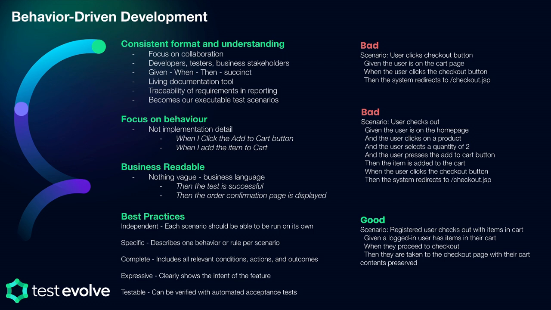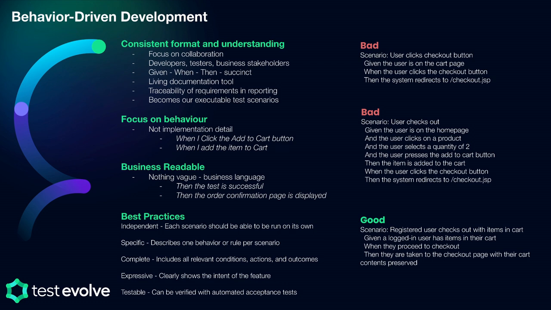So lastly, I've got a good example at the bottom. A registered user checks out with items in cart. So given a logged in user has items in their cart, when they proceed to check out, then they're taken to the checkout page with their cart contents preserved. And this is key. That's a good example of a requirement that the business would have. It's understandable by developers. It's understandable by testers. And the business would be able to see this test passing as meaning that requirement is met, and that a logged in user will have the cart contents preserved when they navigate to the checkout page.